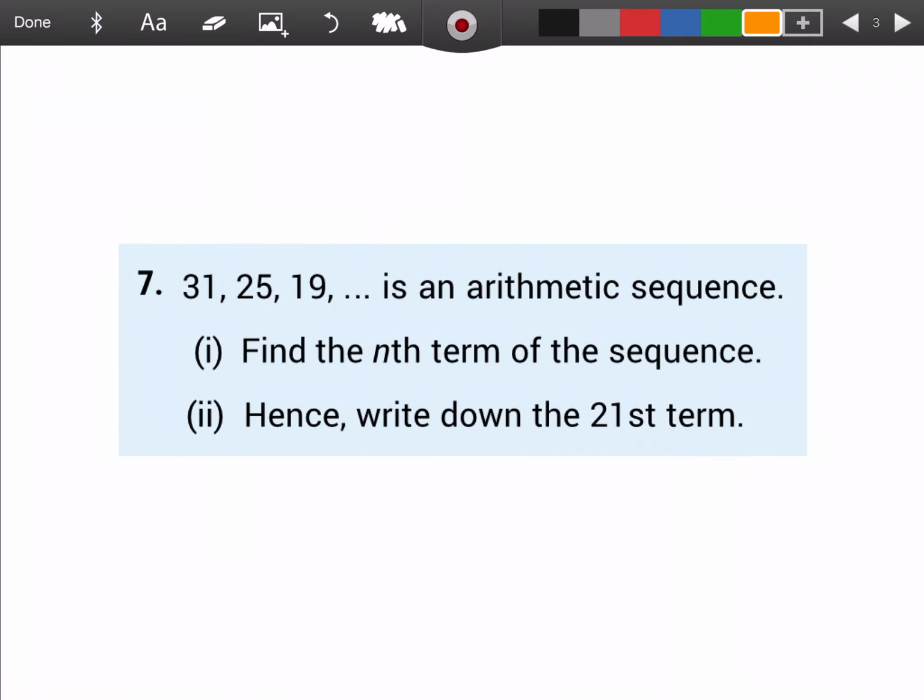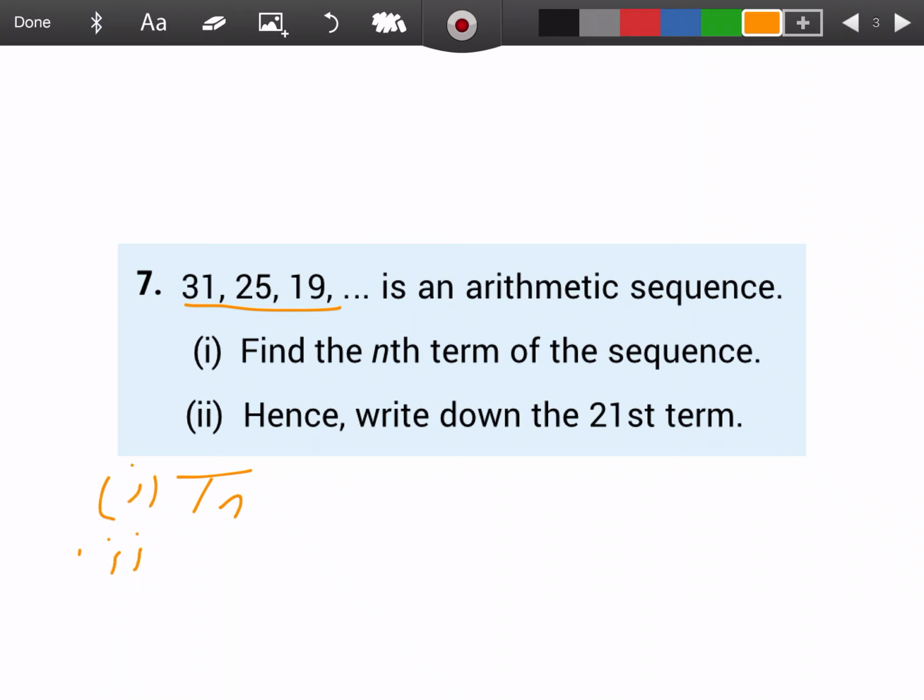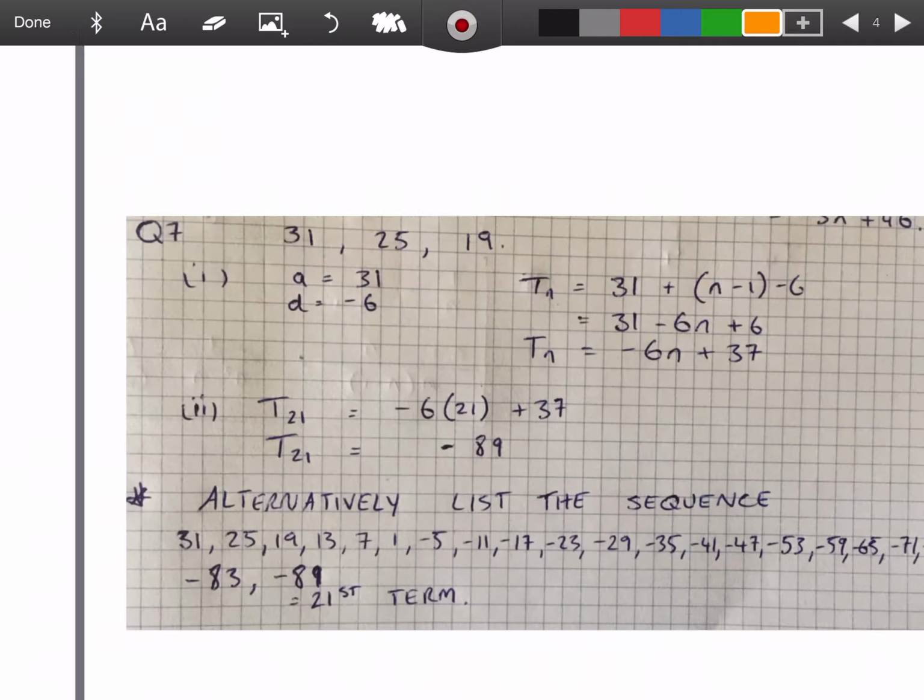Question 7 then. It says we've got this as our arithmetic sequence. Find the nth term and write down the 21st term. So same process. I'm looking for Tn first and foremost, and then I'm going to use Tn to figure out T21. I'm going to have this done on the next slide.